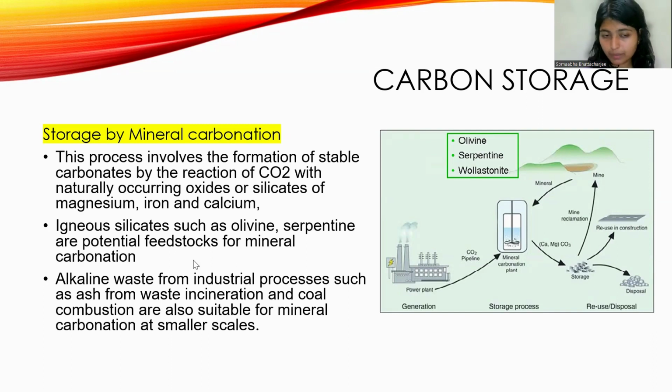Now talking about small scale applications, here we have alkaline waste from industrial processes such as ash from waste incineration and coal combustion. They are suitable for mineral carbonation at smaller scale. So we have talked about mineral carbonation at larger scale as well as at smaller scale. In this diagram, as we can see, this is a power plant which is generating carbon dioxide. Then carbon dioxide is being transported via pipeline, and then it is being stored in a mineral carbonation plant. And the minerals may be either olivine, serpentine, or wollastonite.